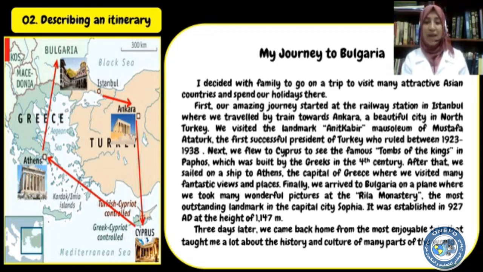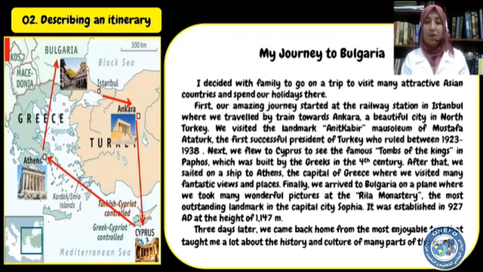After that, we sailed on a ship to Athens, the capital of Greece, where we visited many fantastic views and places. Finally, we arrived to Bulgaria on a plane, where we took many wonderful pictures at the Rila Monastery, the most outstanding landmark in the capital city, Sofia. It was established in 927 AD at the height of 1,147 meters. So all this is development. In the development, we describe the landmarks and the famous figures that we knew during our trip.